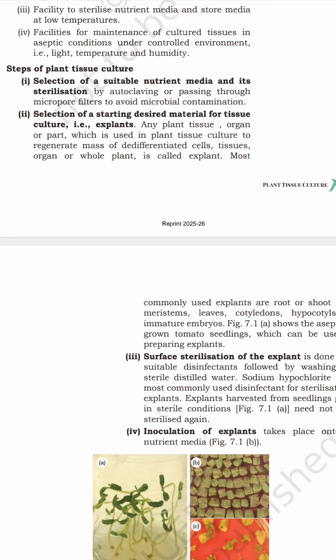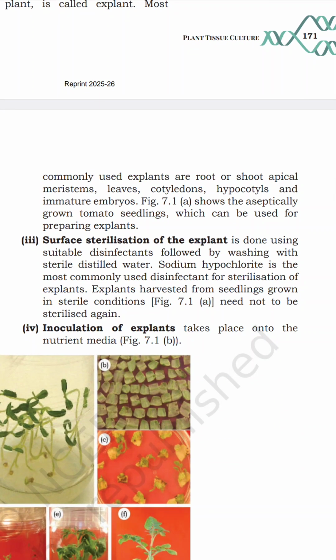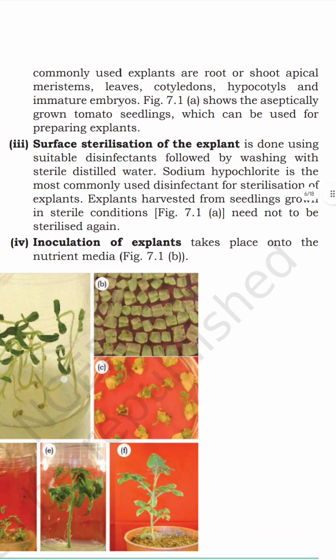What is meant by explant? Any part of the leaf or root or apical meristem is known as the explant. Any part or tissue organ used in plant tissue culture to generate differentiated cells, tissues or organs is known as the explant. In most conditions, root or shoot apical meristems and immature embryos grow very easily. They are more easily used for preparing the explant than any other part like leaves. Next, we go through the surface sterilization of the explant.